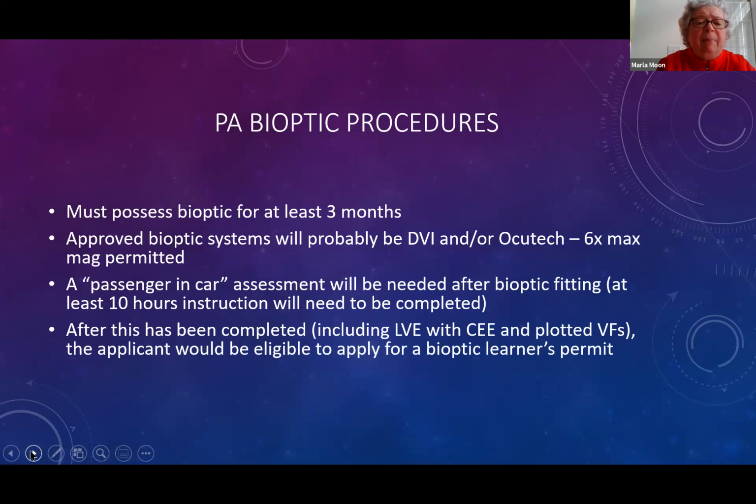They have to possess a bioptic for at least 3 months before they go on to the next phase. It appears that the approved bioptic systems will probably be Designs for Vision and/or Ocutech. 6X is the maximum magnification permitted. There has to be a passenger in-car assessment after the bioptic is fitted, and at least 10 hours of instruction will be needed to complete that phase. Then they go on to the next phase. After that's been completed, which includes a low vision examination with a comprehensive eye health examination and plotted visual fields, the applicant would be eligible to apply for a bioptic learner's permit.